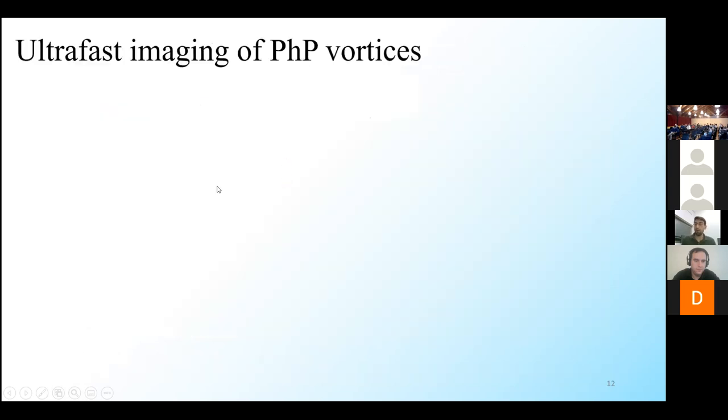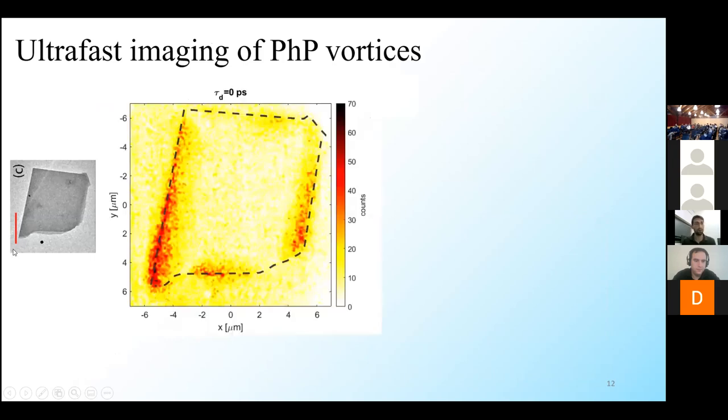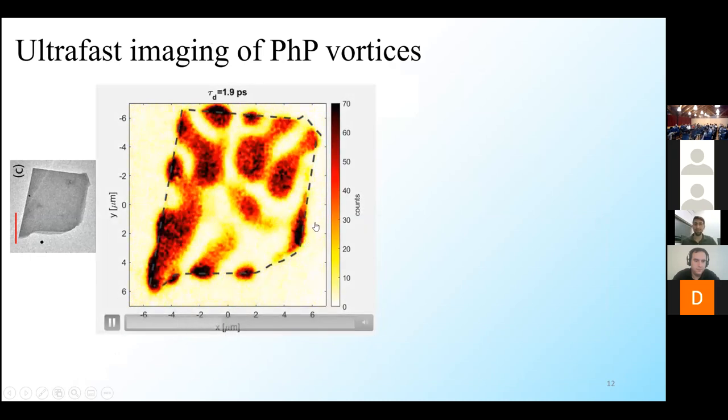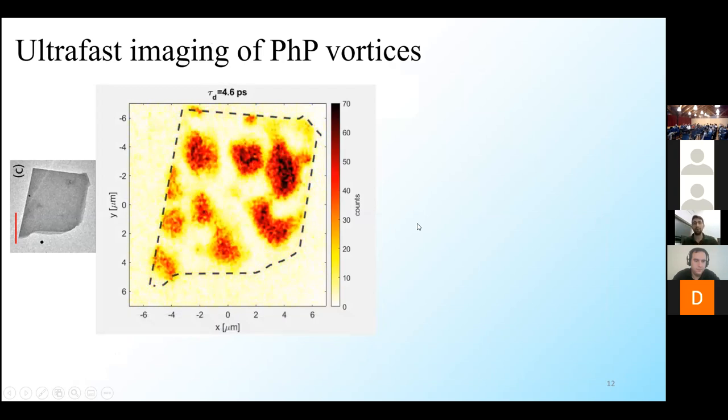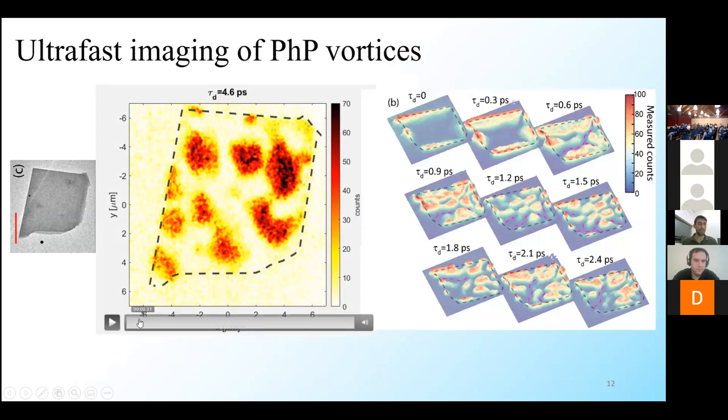So now I can go to the measurements. In the measurement, we have a sample. It's not exactly a square sample, and this scale is 5 microns. And what we see is the following measurement. Now follow closely. We see these very interesting patterns that move along the sample. Now let's break it down.